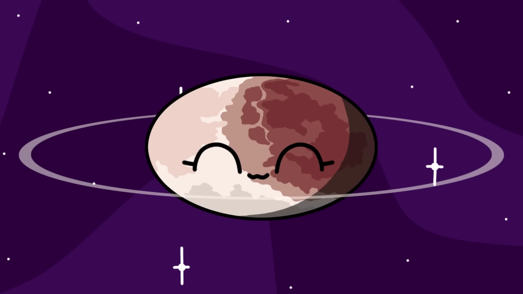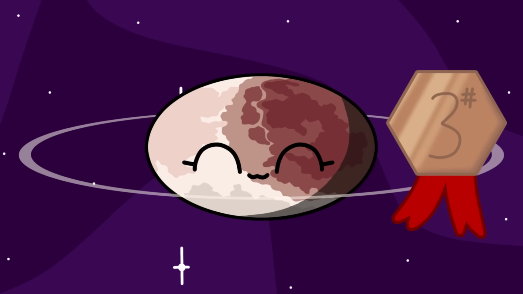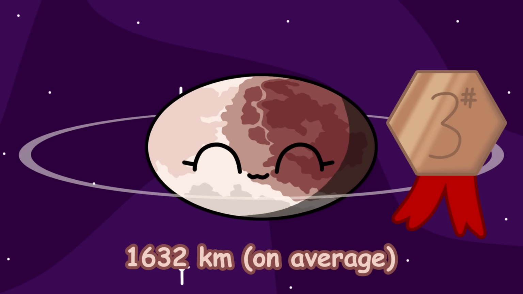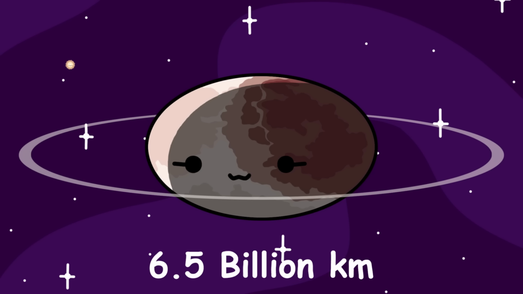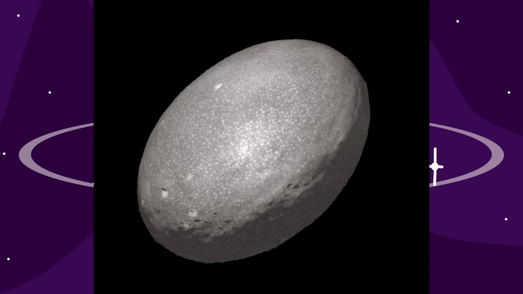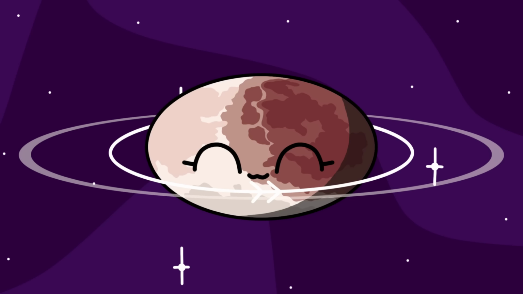Haumea. Haumea is the next dwarf planet we'll be talking about. It is the 3rd largest dwarf planet at about 1,600 kilometers on average. Haumea orbits at around 43 astronomical units or 6.5 billion kilometers away from the Sun on average. Haumea is also special for having a silly egg-like shape. Haumea is the fastest spinning dwarf planet, taking only under 4 hours to spin once. This fast rotation is why Haumea has its silly egg shape.